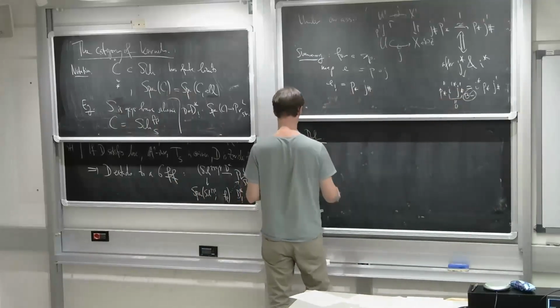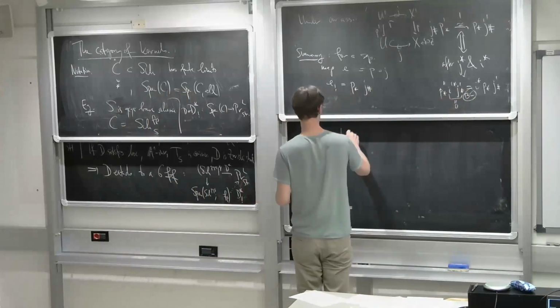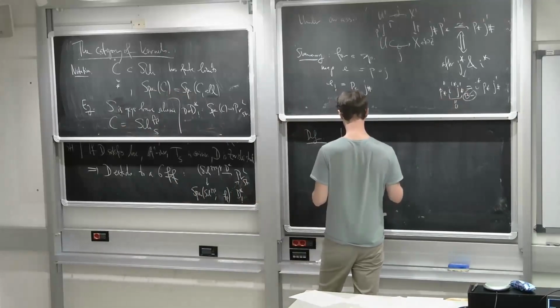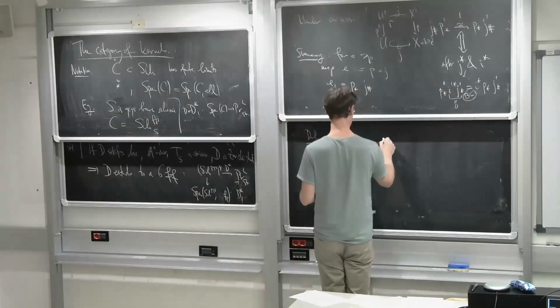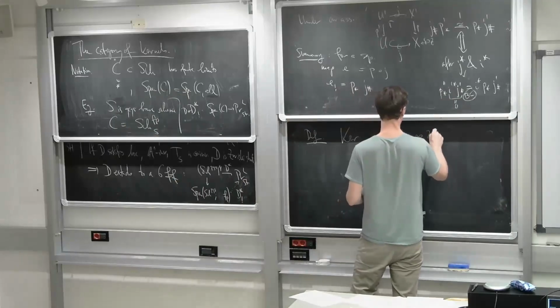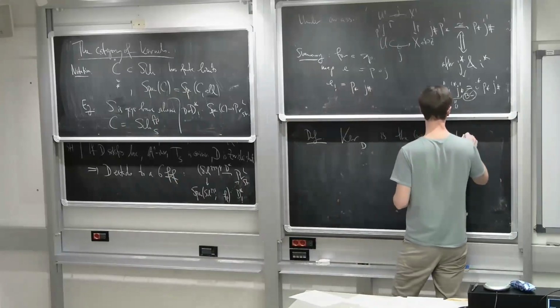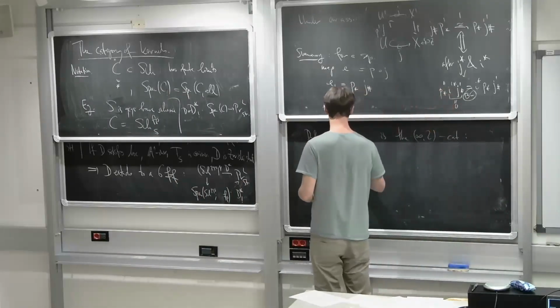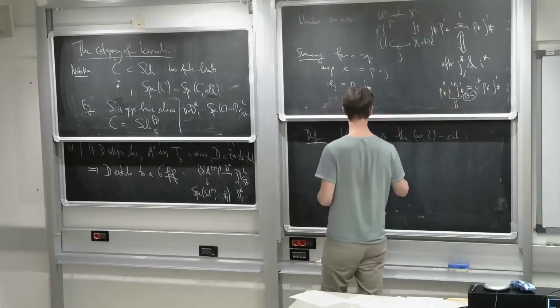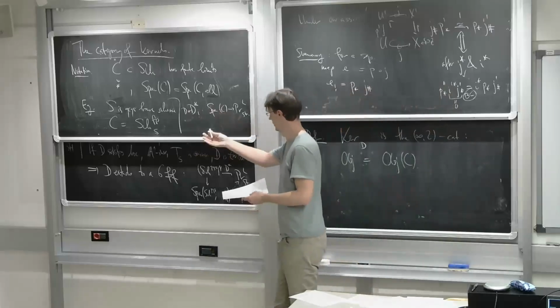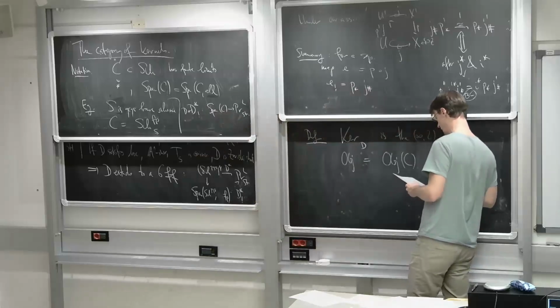Definition. This category of kernels, so I write Ker or Ker_D, is the following. It's again an infinity 2-category, the infinity category given as follows. So the objects are just the objects of C. In other words, nice enough schemes.